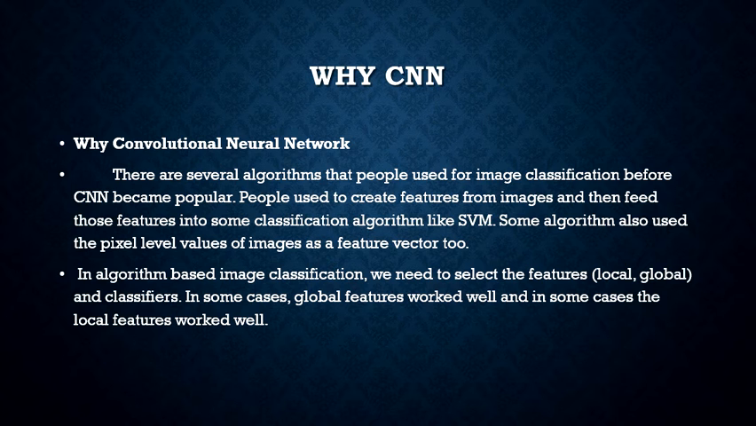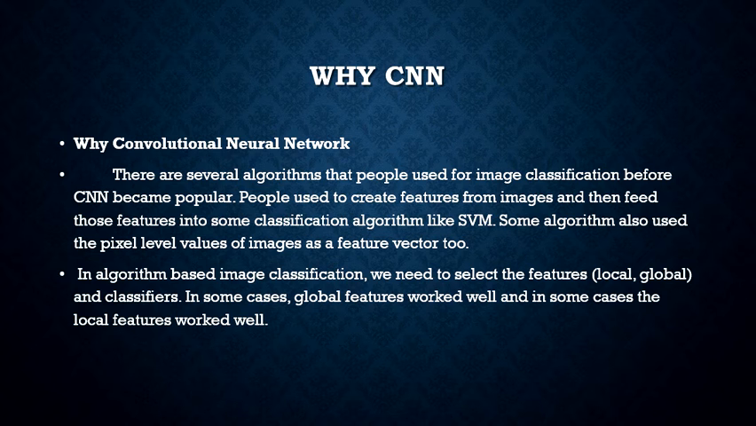For the literature review, there are some reasons why we chose convolutional neural network as the algorithm. There are several algorithms that people use for image classification, because our project is about classifying images. CNN is a popular algorithm that we have chosen.